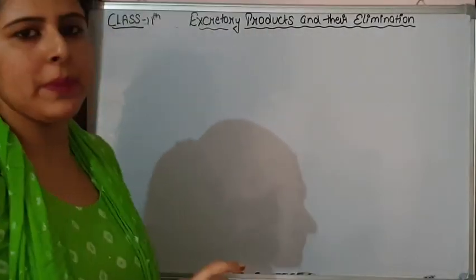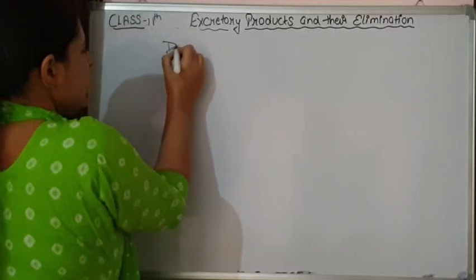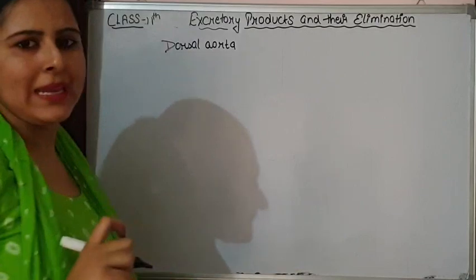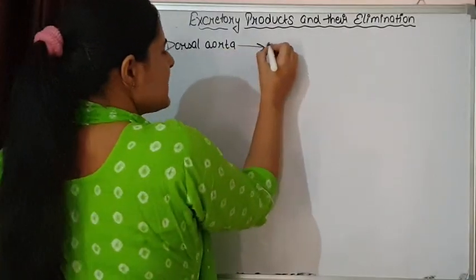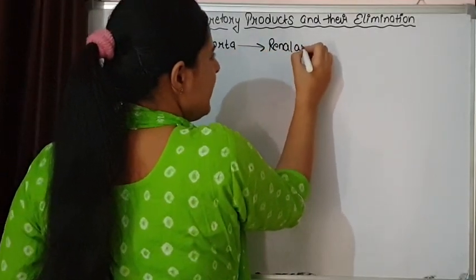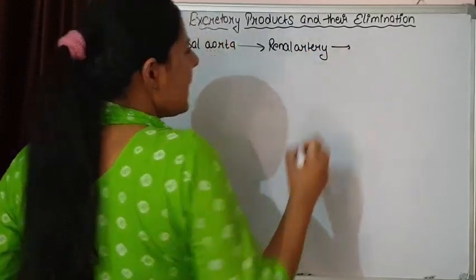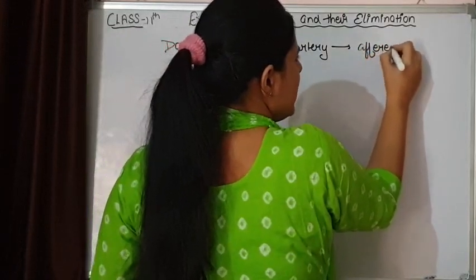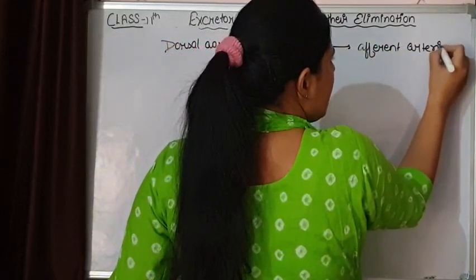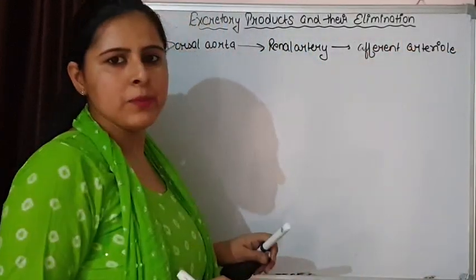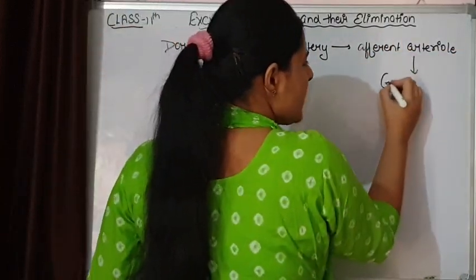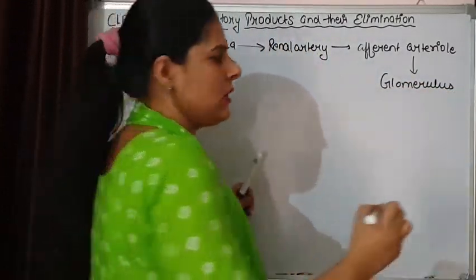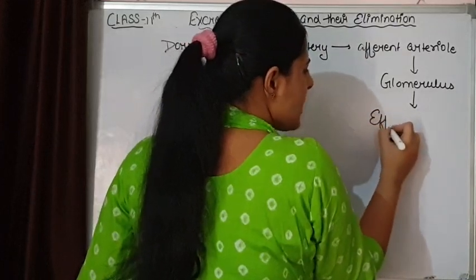So if we start from the blood supply that is coming, the starting point is the dorsal aorta, that is going to carry the blood. This dorsal aorta is giving rise to the renal artery. This renal artery is dividing into arterioles. The afferent arteriole is going to enter into the Bowman capsule. There it is going to form the glomerulus. From the glomerulus, the efferent arteriole is coming out.